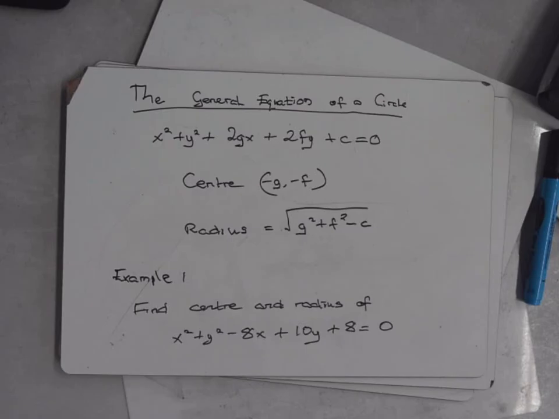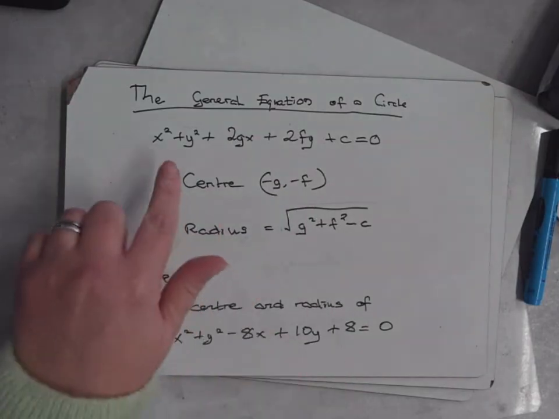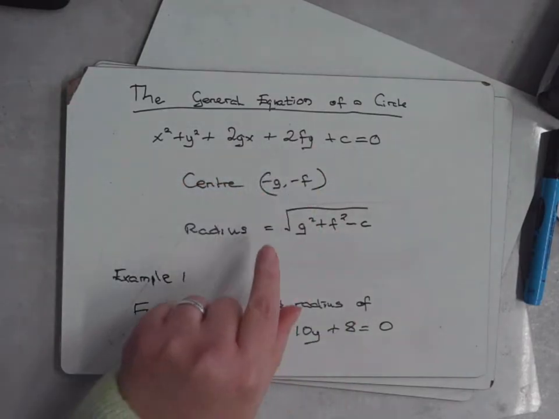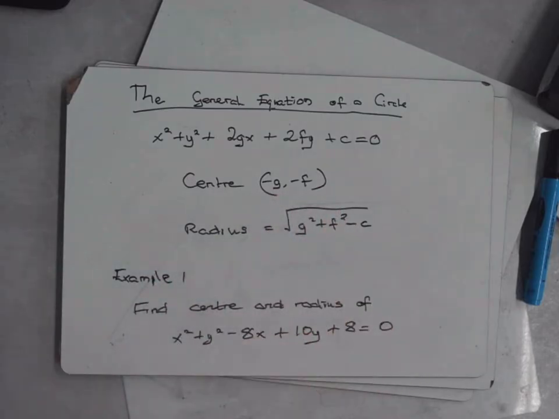Something that always confused me is F comes before G in the alphabet, agreed? But in the general equation of a circle, G comes before F. I don't know why. I want to ask the person who came up with this. Why not F before G? So remember it's backwards. G is first. G is with the X, F is with the Y. And the centre is minus G, minus F. So it's backwards. It's not FG, it's GF.